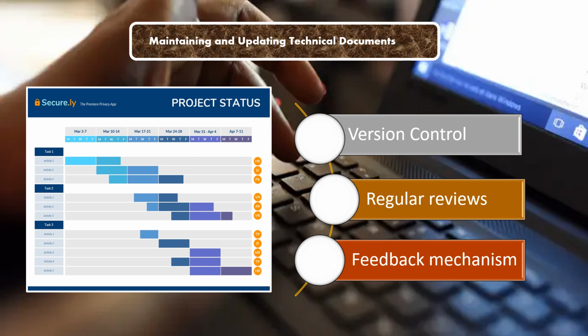Then a feedback mechanism is also very important. From where will we get our feedback? From our senior teams, our subject matter experts, and senior software engineers. Through them we can get feedback, and according to their feedback, if required, we have to bring in the changes.